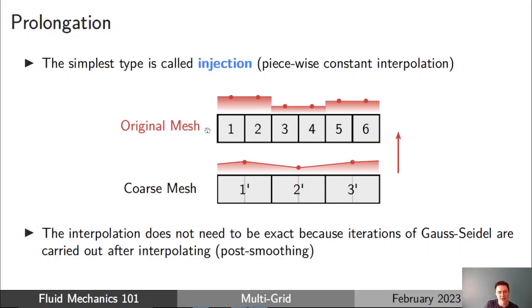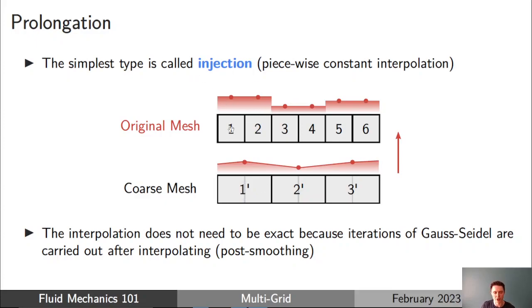The method I'm going to use here is called injection. Injection is a very simple type of interpolation, which is piecewise constant. So this is less accurate than linear interpolation. The reason for this I'm going to explain later in the talk. But how this might look, for example, let's say we've calculated a correction to a solution field, delta x prime, on our coarse mesh. This could represent a correction to the temperature field, for example, which looks like this. And we want to move back onto the original mesh.